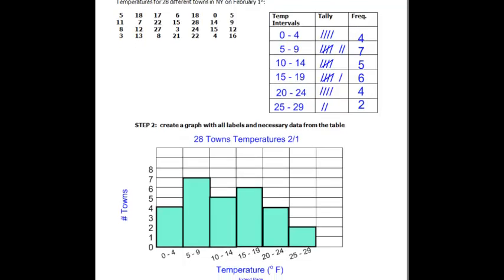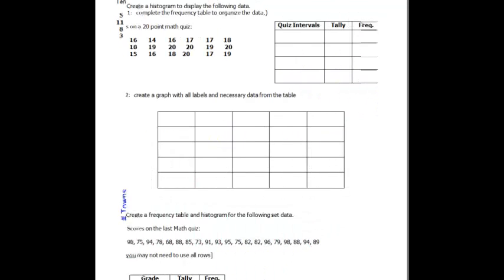Here's my frequency table, and here is my histogram. We can now go to the back and create a histogram for the following data. You should first create your frequency table and then come back and check it with me. And then second, create the histogram and come back and check it.